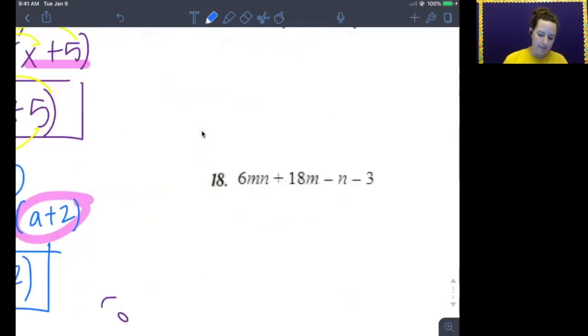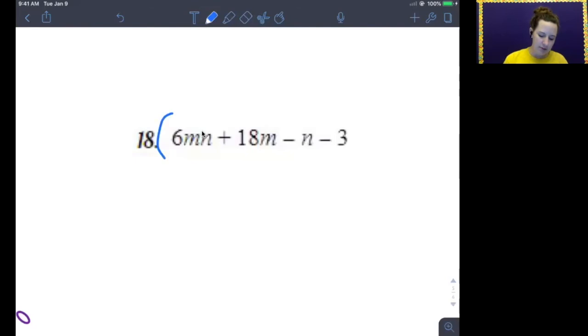Okay, let's look at 18. Oops, cut that one off too soon. Sometimes drawing on the iPad is a little trickier than it seems.